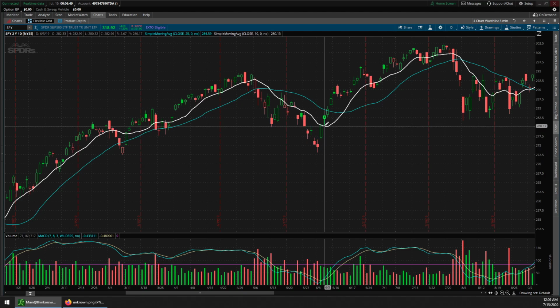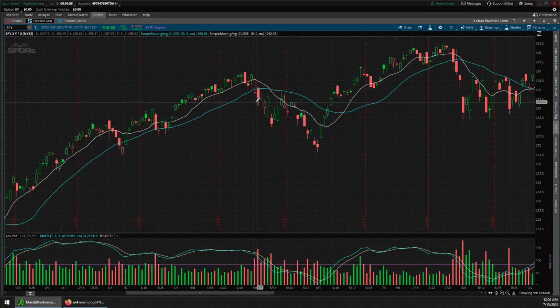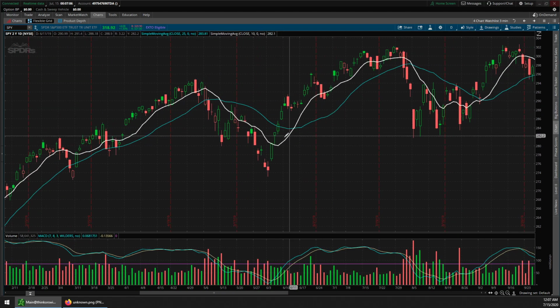Hell, it bounces back up, hits the 10 SMA here, and you start to get a breakthrough. If you're not out of your trade by down here, this is your first sell indicator. You got in up here at 286, 287. It's down here at 281, 282 now. Don't be greedy. It's a $5 drop. You can take your money.